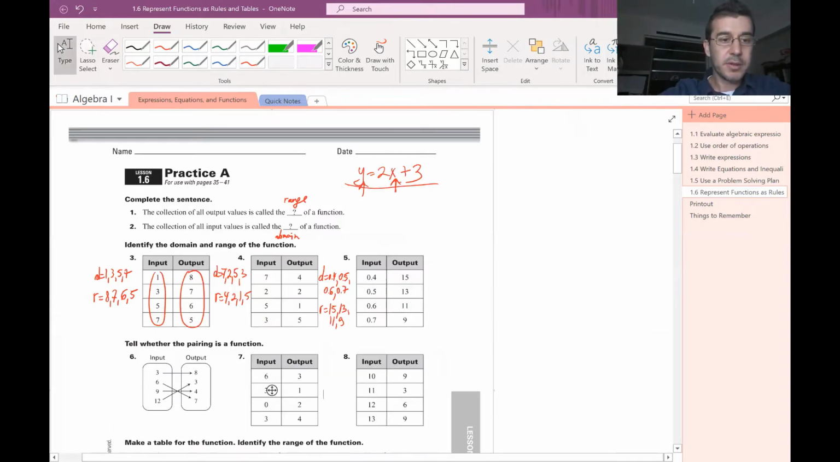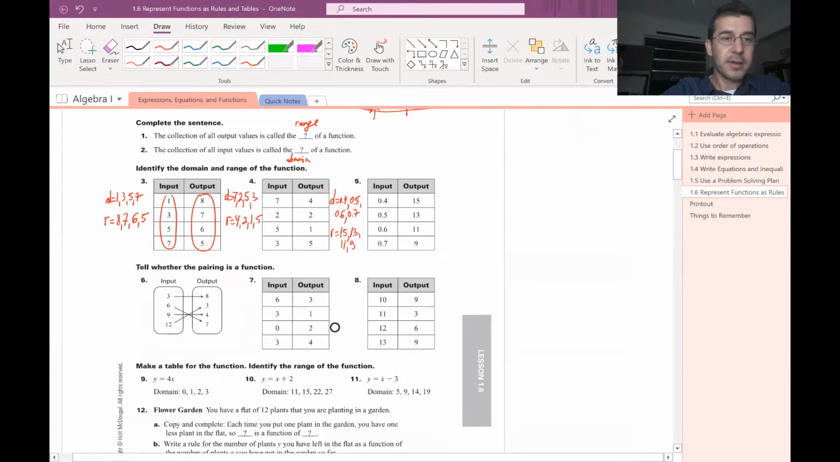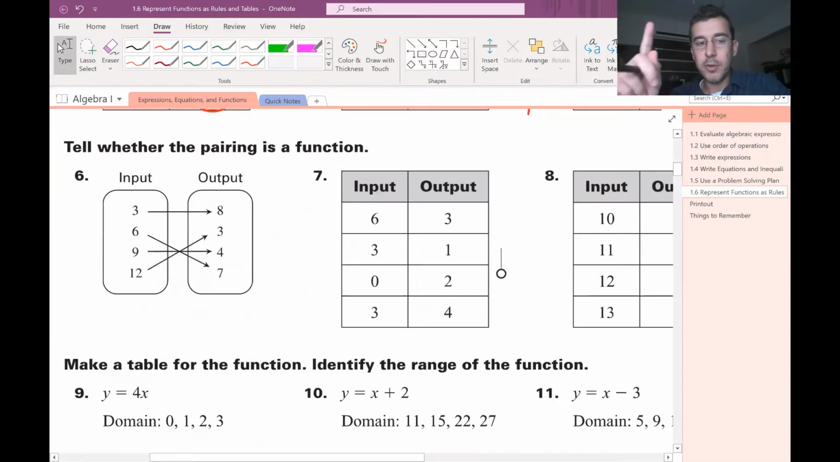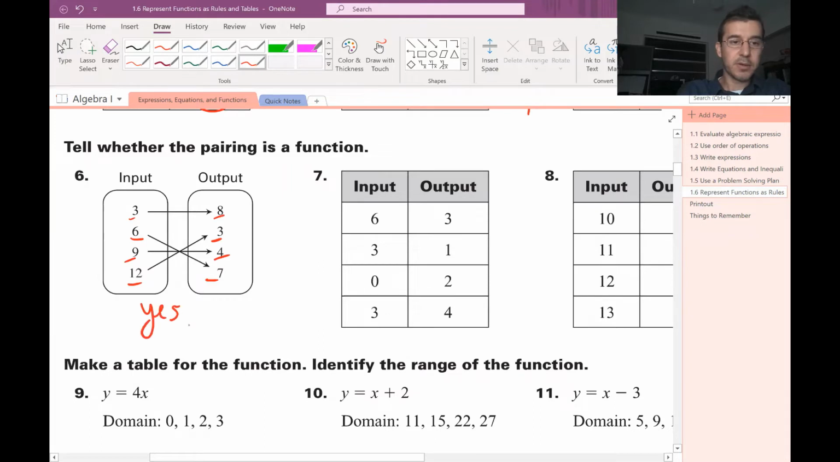Number 6, tell whether the pairing is a function. And again, a function is when for each input you have exactly one output. So one input, one output, one input, one output, one input, one output. So yes, it is a function.